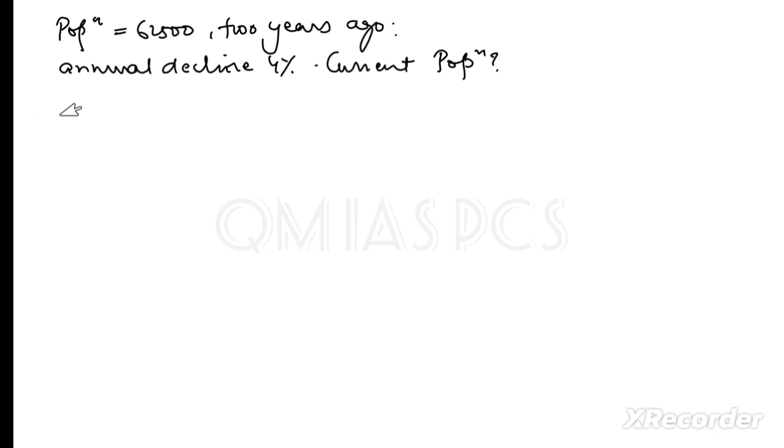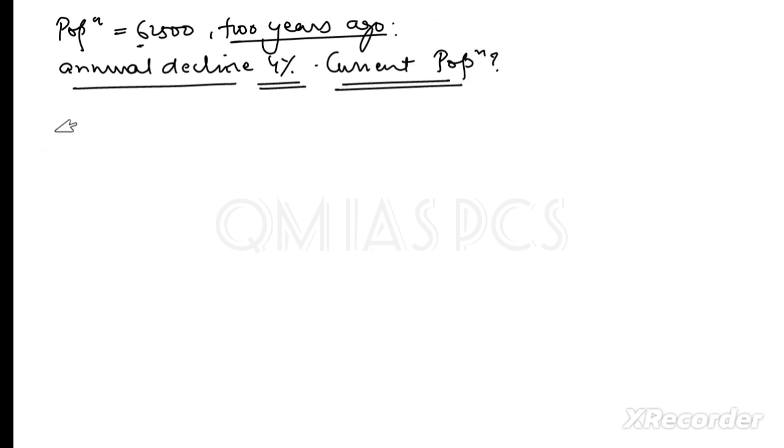In case of declining, we have to subtract. In case of increasing, we have to add. So here, just look at this. The population was 62,500 2 years ago, and the annual decline is given as 4%. So what will be the current population?